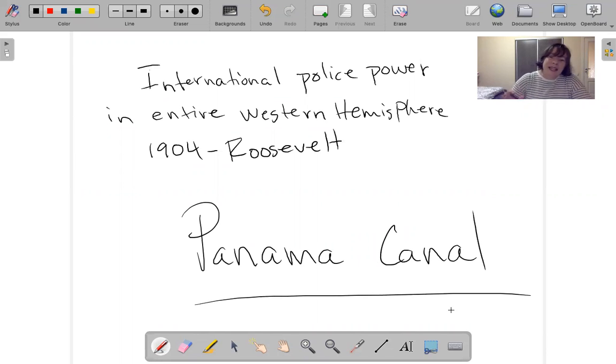And just in case anyone's curious, I've actually been there. I've seen the Panama Canal. It's pretty cool.